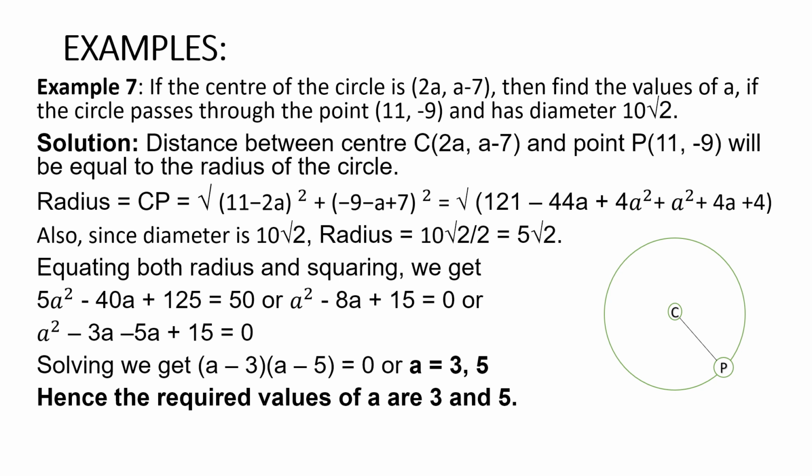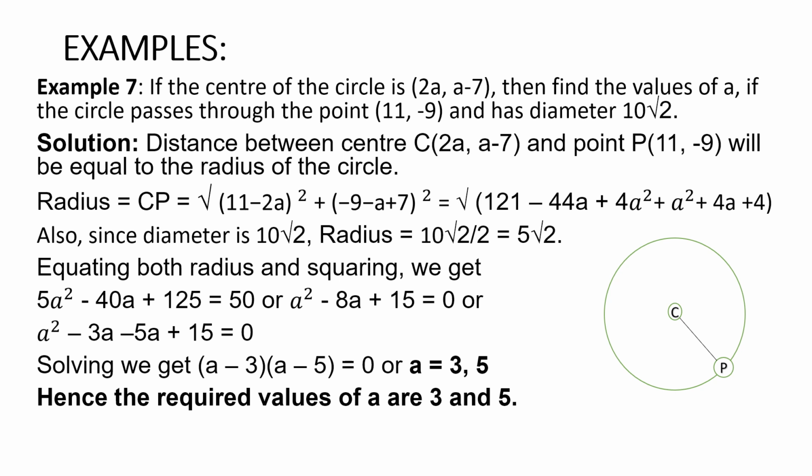Center is suppose C, which has coordinates (2a, a minus 7), and if the circle passes through the point P, which has coordinates (11, minus 9), then we know that the distance between the center and that point, means CP, will be equal to the radius of the circle. So radius is equal to CP. Using the distance formula, root of (x2 minus x1) whole square plus (y2 minus y1) whole square, we get the radius CP as over here.